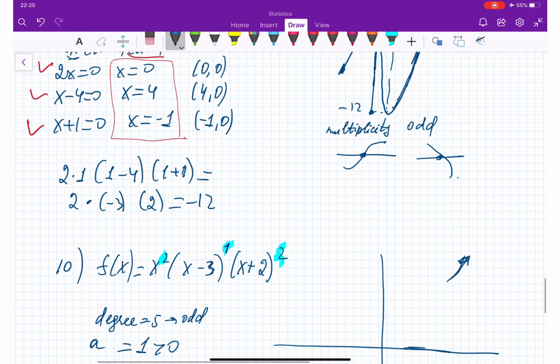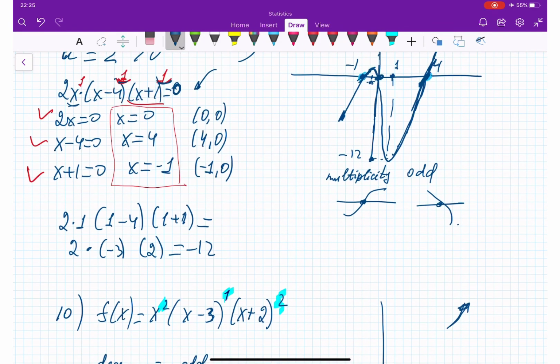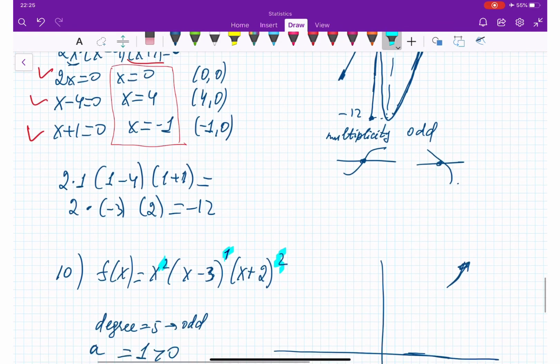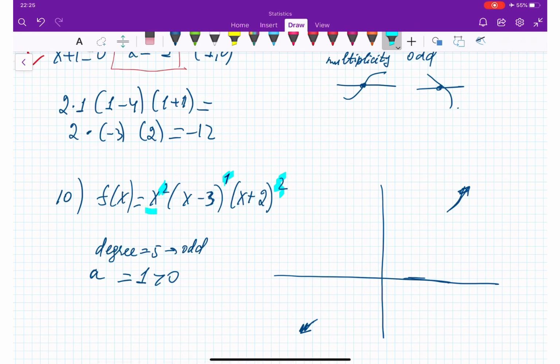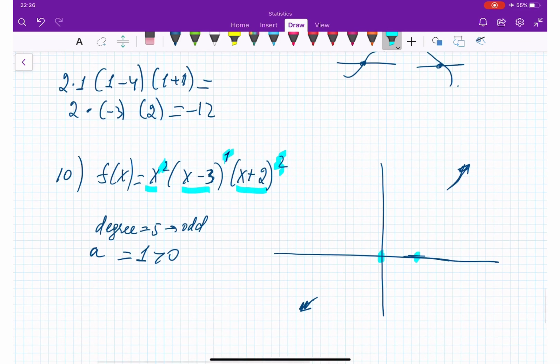So this time I'm not going to break down like this, but you already know what I'm going to do, which means when we have just x, that means it's going to be 0. x will be equal 0. If we have here x minus 3, then x is going to be equal 3, because x minus 3 is 0. Since we have here x plus 2, then x is going to be equal negative 2. Let me write down: x is equal 0, x is equal 3, and x is equal negative 2.